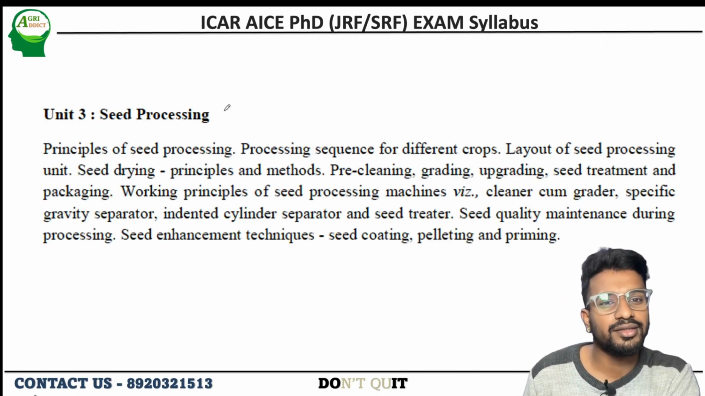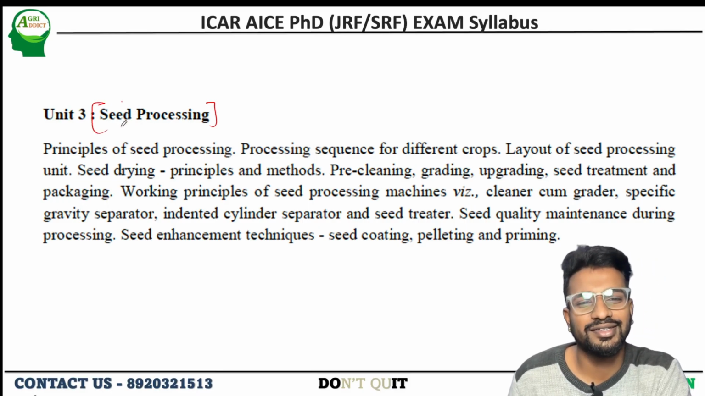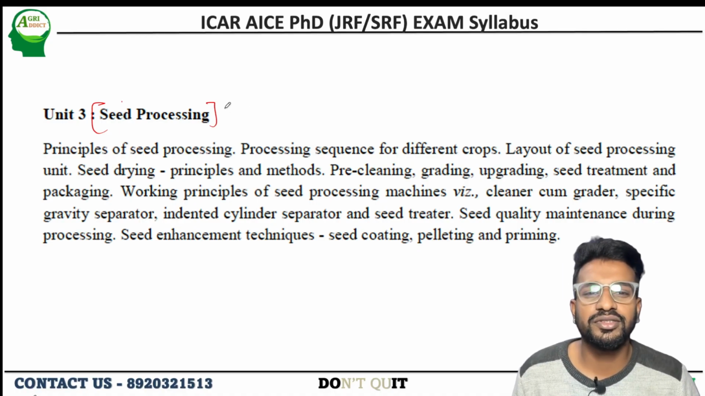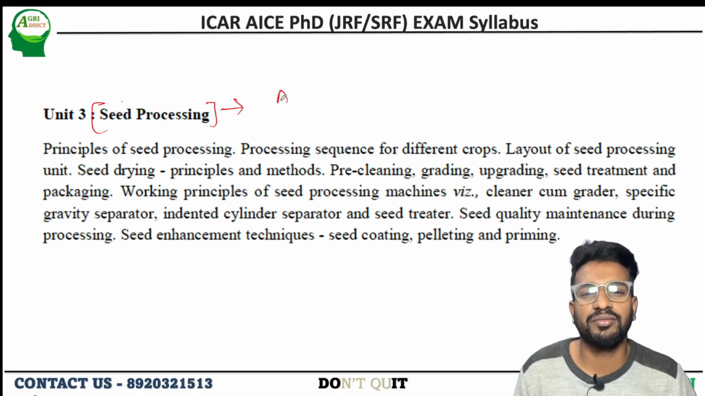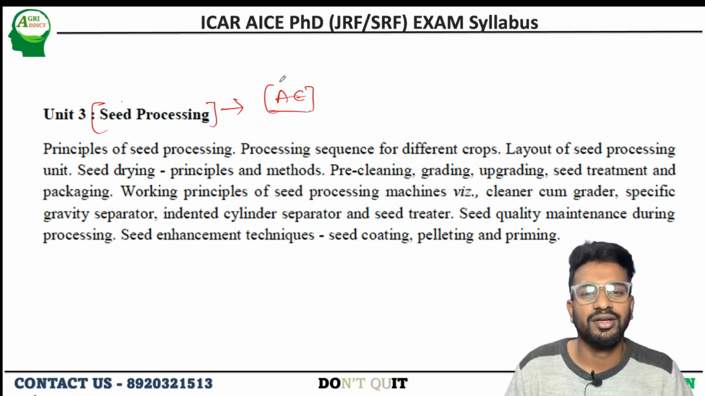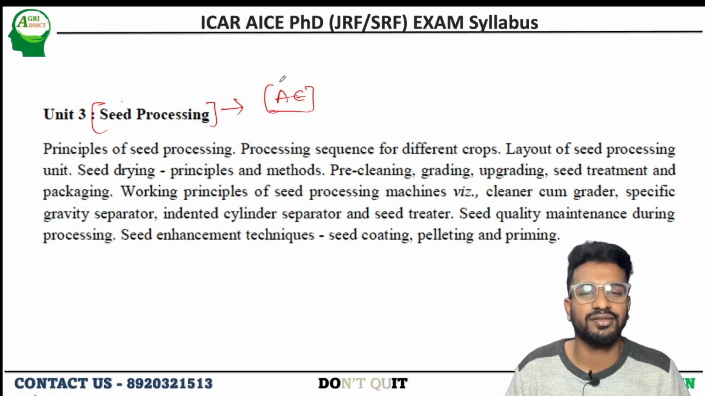Next comes the chapter of seed processing. This is a difficult chapter where you don't have any standard books. The standard books for seed processing are mainly of agricultural engineering, where there is too much information which is not actually necessary for a student who is willing to give the exam in seed science for PhD.